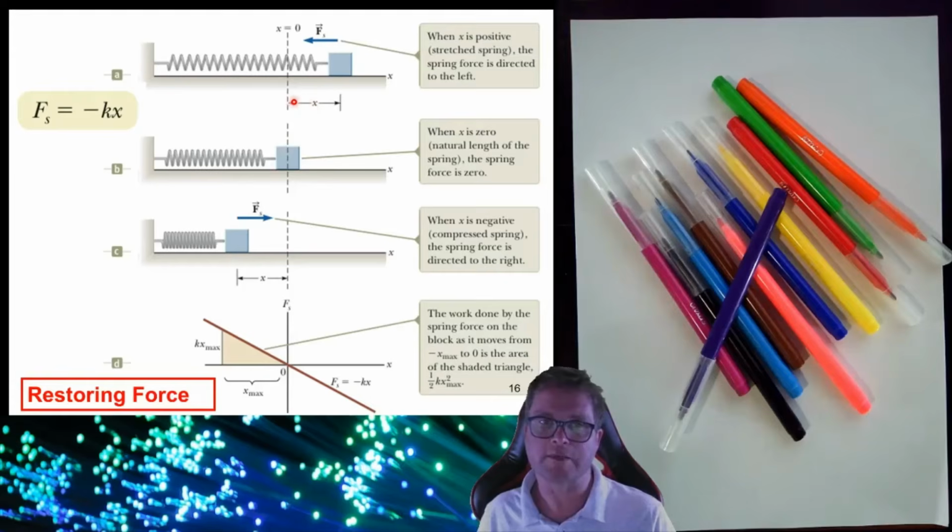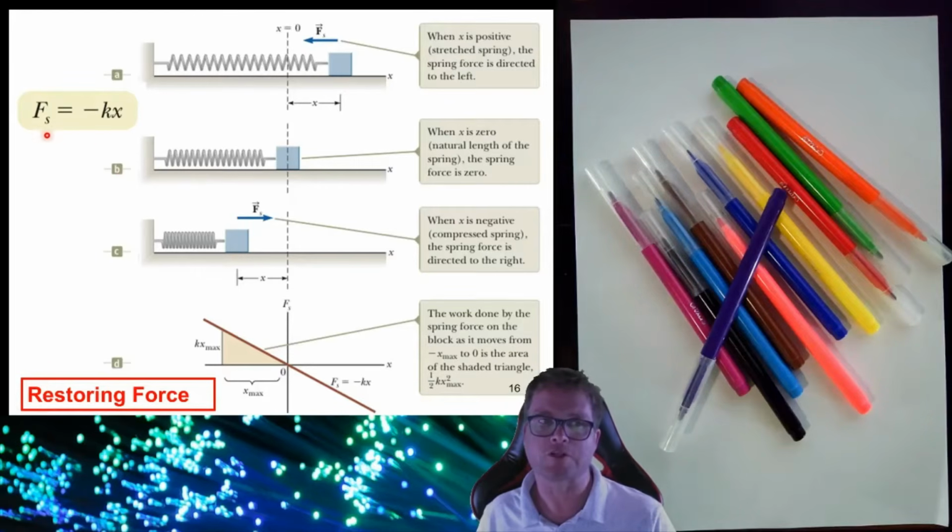If we take a look at this picture, then we can see, with the block on the right hand side of the x-axis relative to its rest position, we would have x being a positive value, whereas in figure C we have x on the left hand side. So in this case x is going to be a negative value.